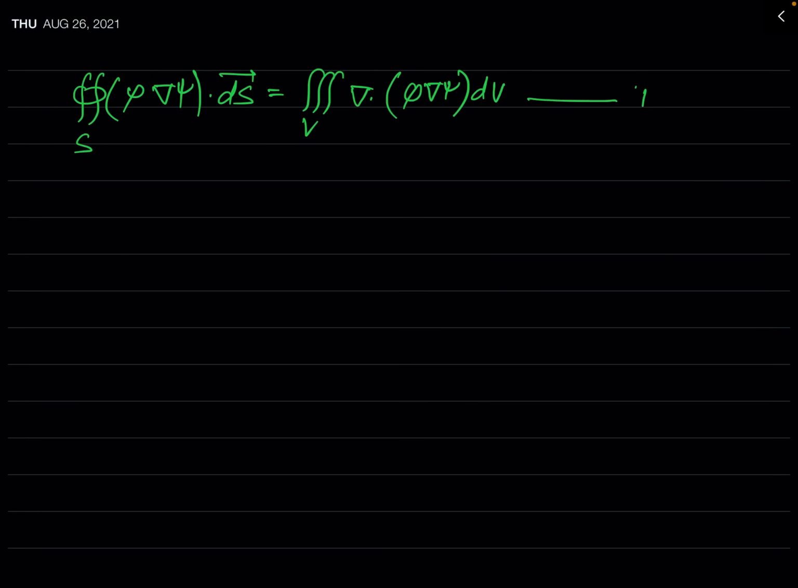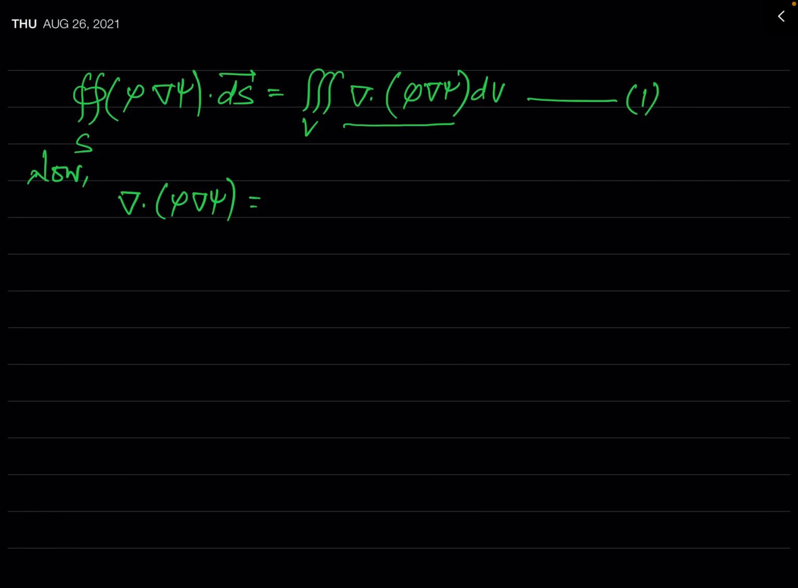Let us say this is equation 1. Now, first of all, we will see what will be this del dot phi del psi. And after that, we can evaluate this integral in RHS of equation 1. So you can see now, del dot phi del psi, what will be this?